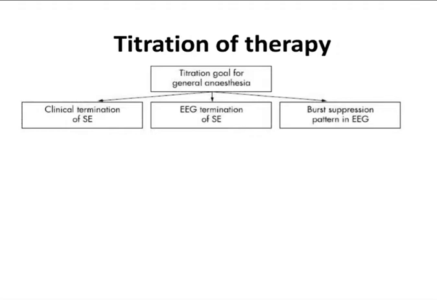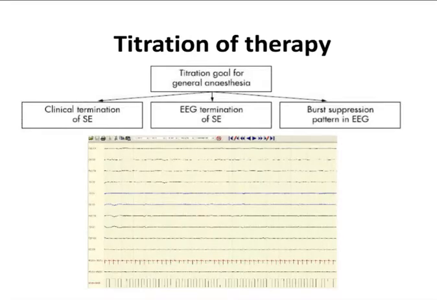And so again, the algorithm is the clinical termination of seizures, but also the EEG termination of seizures. And this is very important, because terminating clinically doesn't mean that the seizures are over on the EEG. Again, there are non-convulsive seizures going on. So you need to monitor these patients continuously.